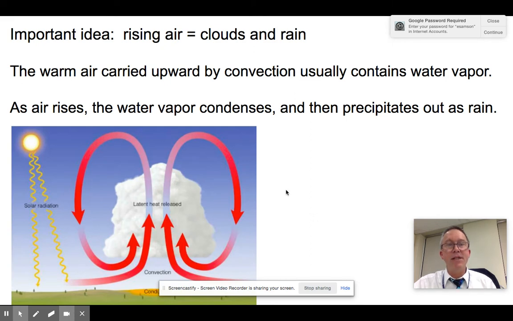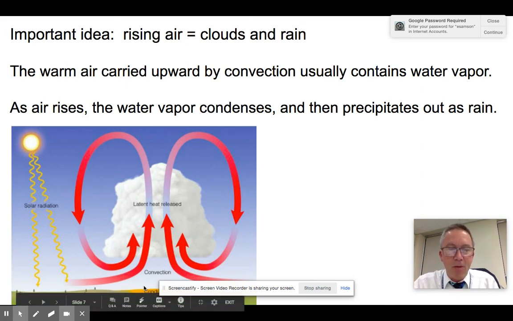So what we find is this, and there's one idea today I need you to get your head around. You've got to get this one. It's crucial. Rising air is going to produce clouds and rain. And the reason is this. As air rises, it carries evaporated and transpirated water molecules with it. It's in a vapor state, a gas.